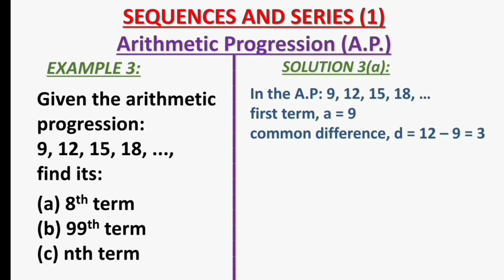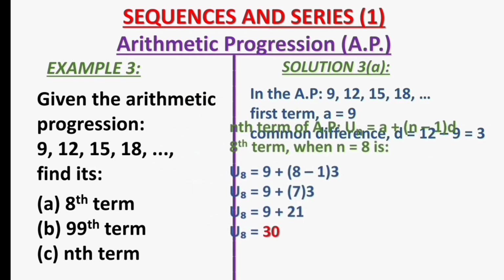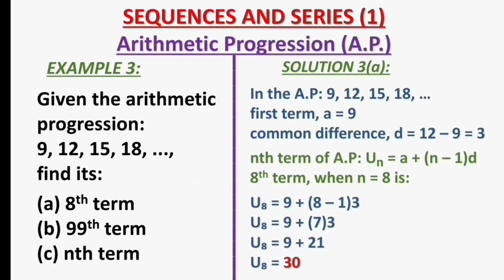Next, can you still remember the formula for the nth term of an arithmetic progression AP? Let's see if you can. The formula for the nth term of an arithmetic progression AP is U subscript n is equal to A plus n minus 1 in bracket times D. I hope you got that right.